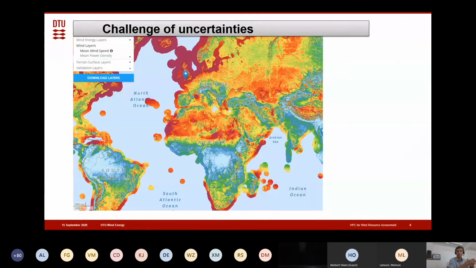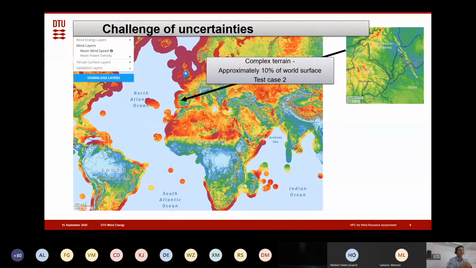So this is a nice map, but of course we know it has challenges, and some of the main challenges are about the uncertainties and how to correct or reduce those uncertainties. There are two main aspects that are increasing the uncertainty here. One is the complex terrain areas. This is approximately 10% of the world's surface, what we would classify as complex, where the linearized flow models aren't performing so well.